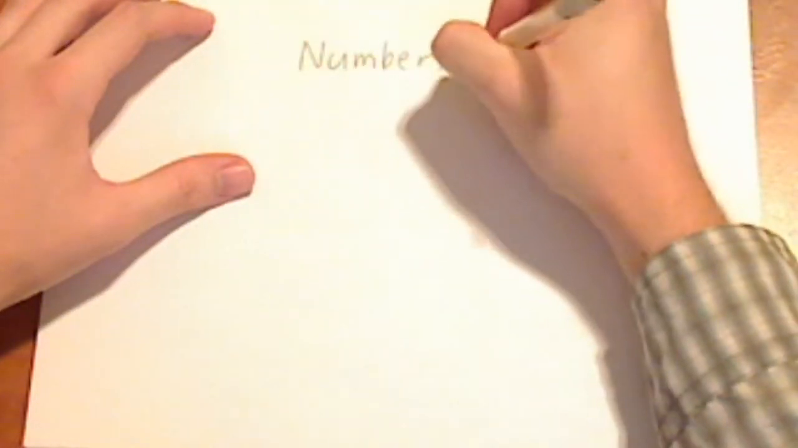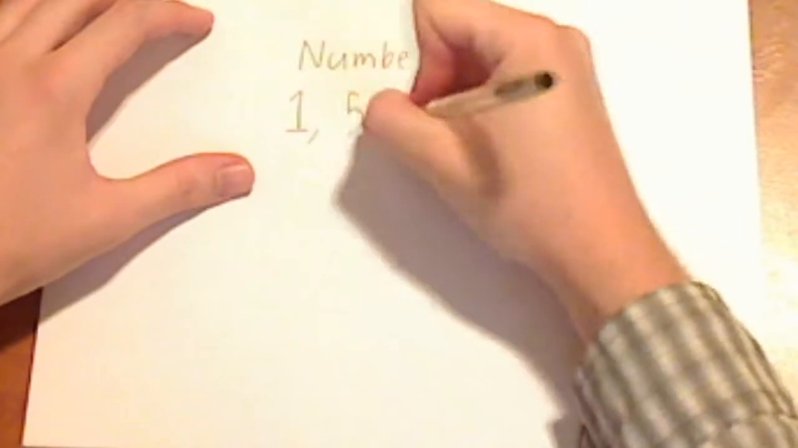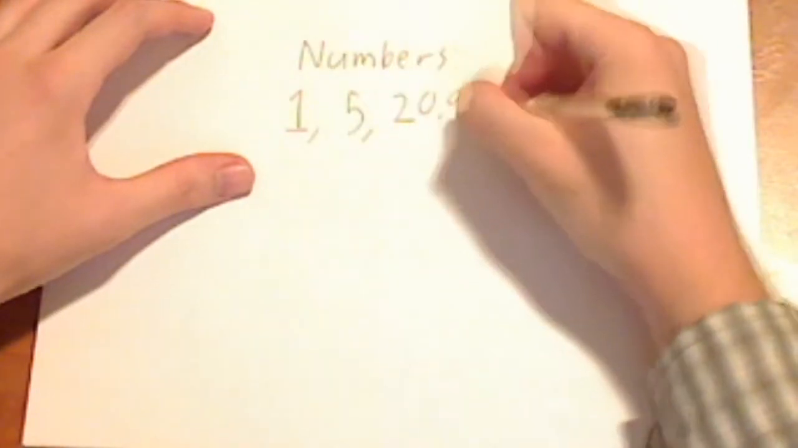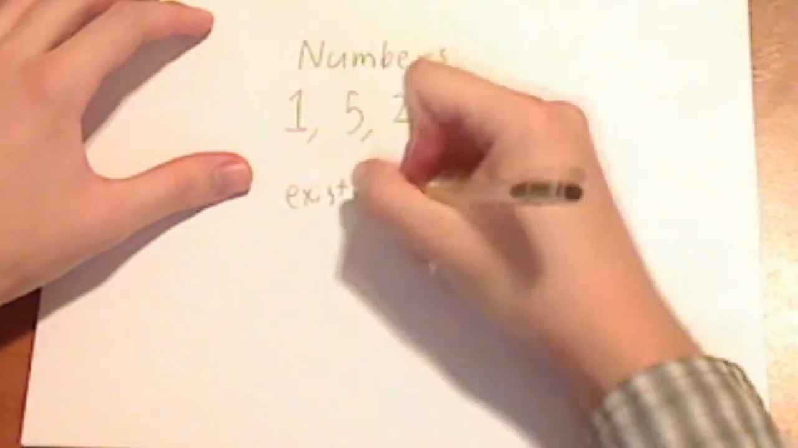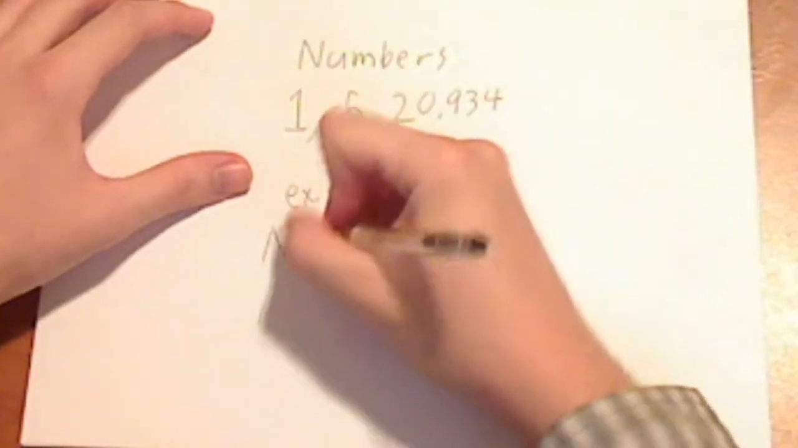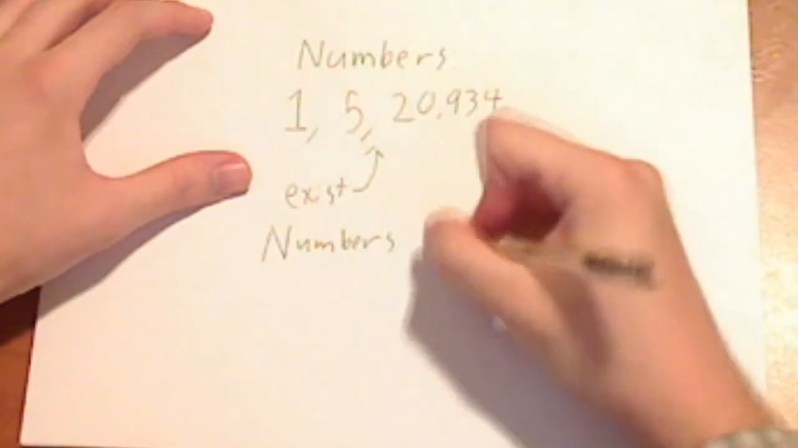We all know what numbers are. 1, 5, 20,934. But did you know that there are numbers that exist, but we can't represent using, well, numbers? Well, I'm going to show you how to prove this.